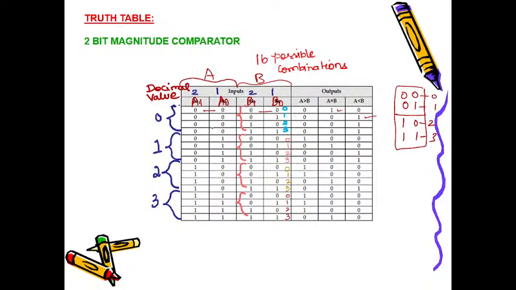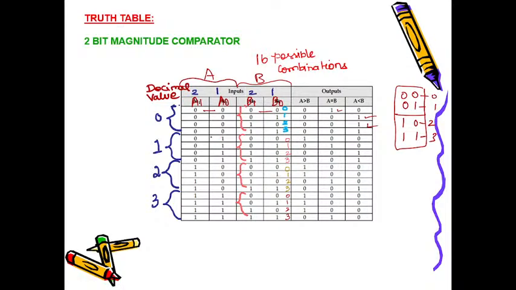Next combination: when A is 0, 0 and B is 1, 0, again A is less than B. For this combination also, the A less than B output should be enabled and every other output has to be disabled. We are forcing this only through the truth table; we are going to instruct the circuit. This is how the circuit has to work, just by enabling high and low. We human beings design the deciding factors for this circuit. How am I deciding? Because I know.